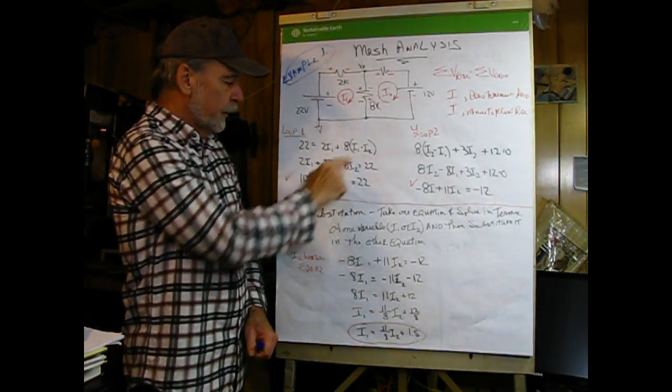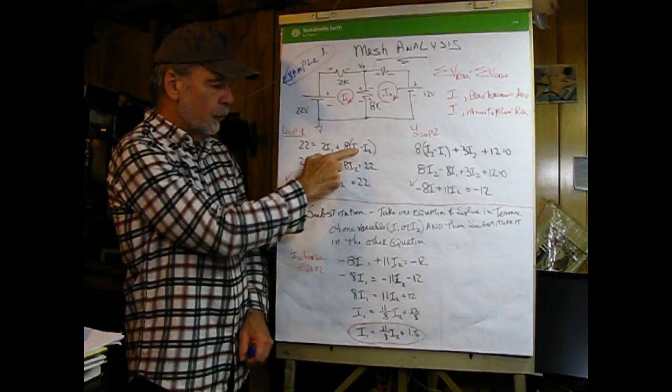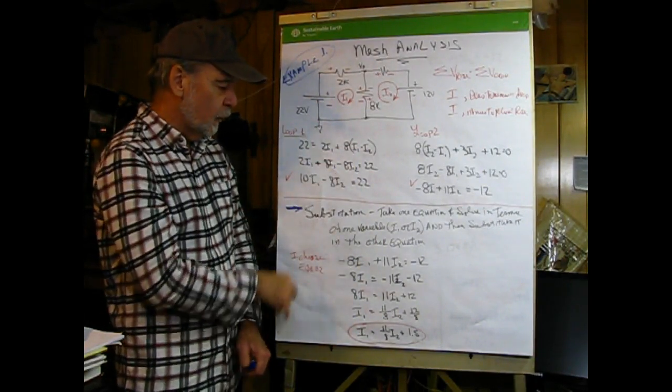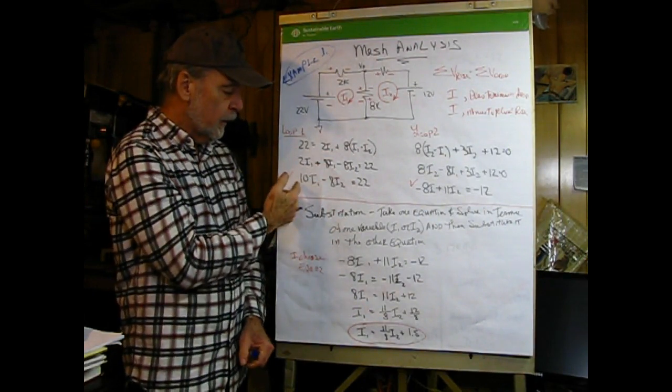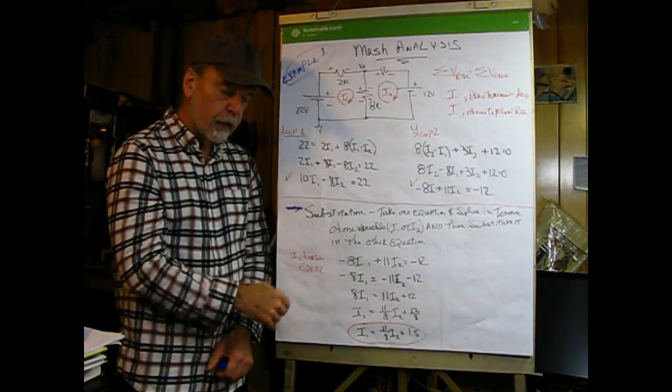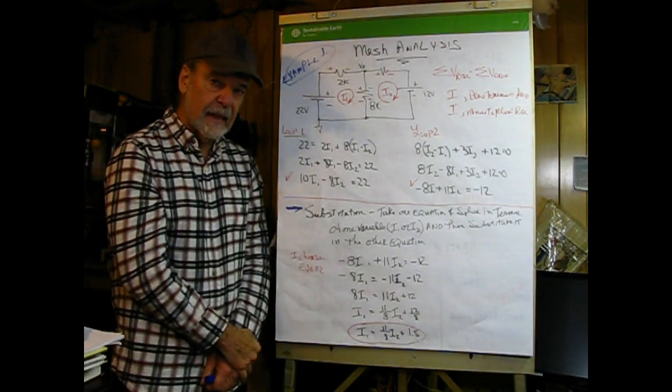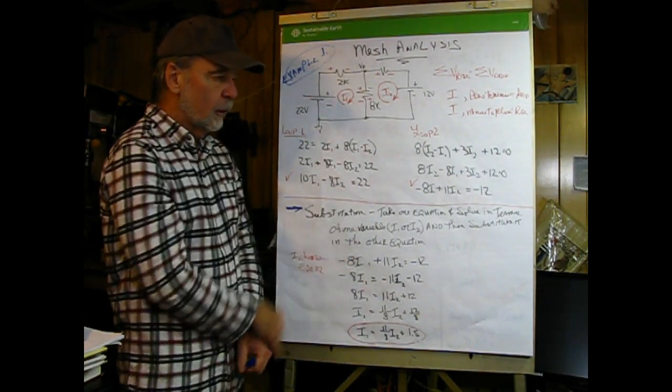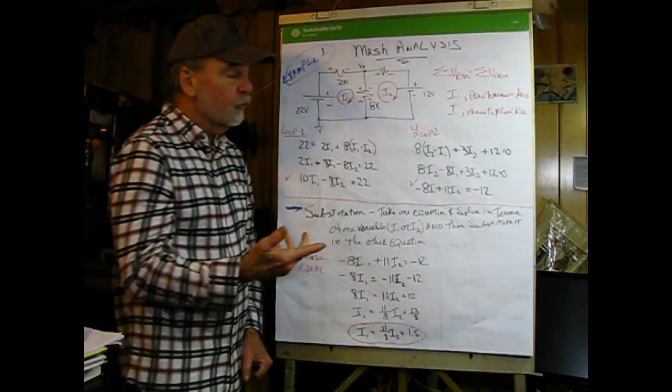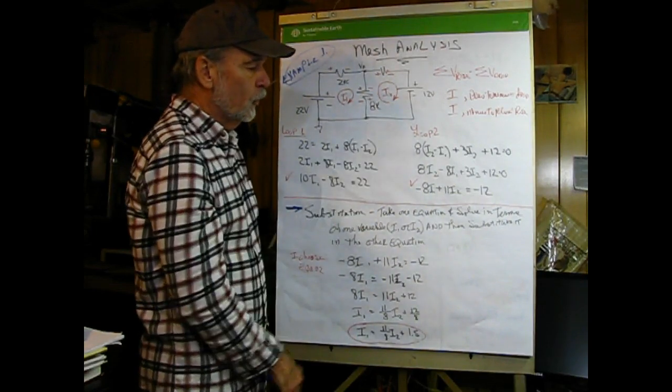So this is our starting equation here, and then what we'll do is distribute the 8, easy enough, and then writing the equation in the right form, we have 10 times the first variable I1 minus 8 times I2 is equal to 22.